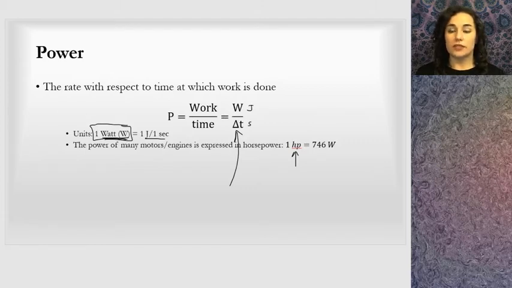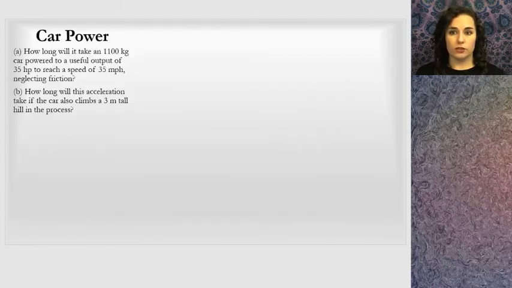The example I picked out for us to work on first is a car with some horsepower. How long will it take a 1,100 kilogram car powered to a useful output of 35 horsepower to reach a speed of 35 miles per hour, neglecting friction? Cars are typically more than 35 horsepower, but how much you actually get out of the engine depends on many factors. I'm going to assume that V initial equals 0, and then that will be our V final.